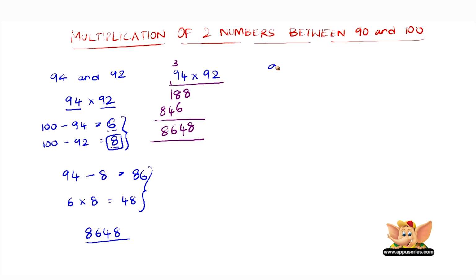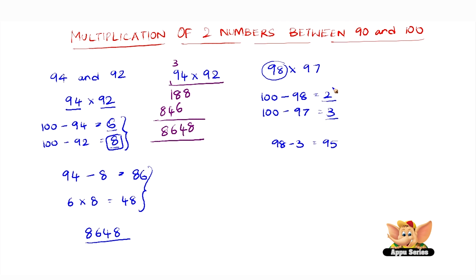Let us take another example. 98 into 97. All we have to do is subtract it from 100. That gives us 100 minus 98 is 2, and 100 minus 97 is 3. Choose the bigger of these three numbers. Subtract it from the bigger of these numbers. So that makes it 98 minus 3, which is 95. Now multiply these two numbers, that is 2 into 3, which is 6.